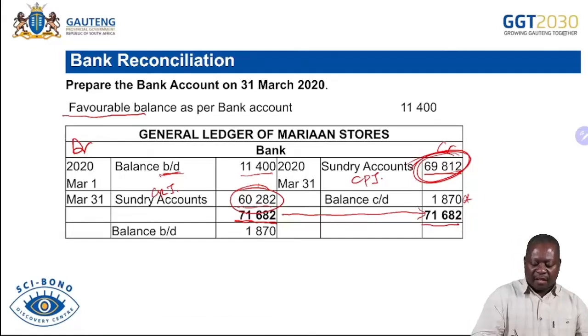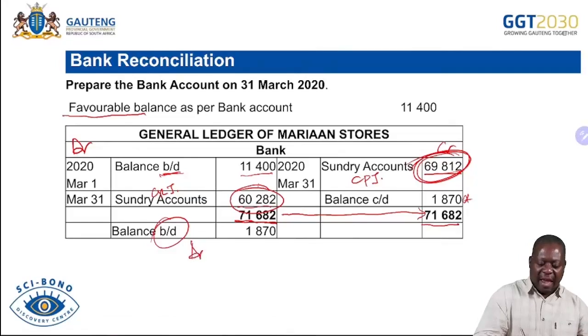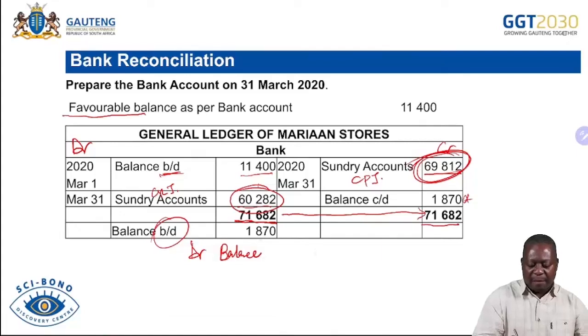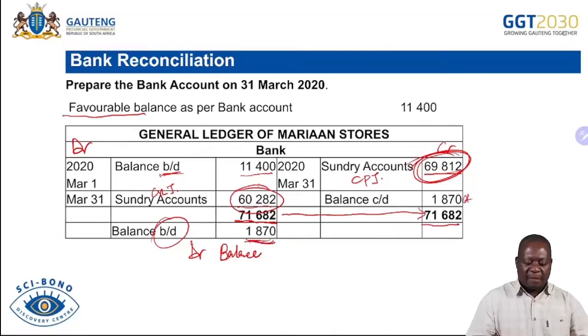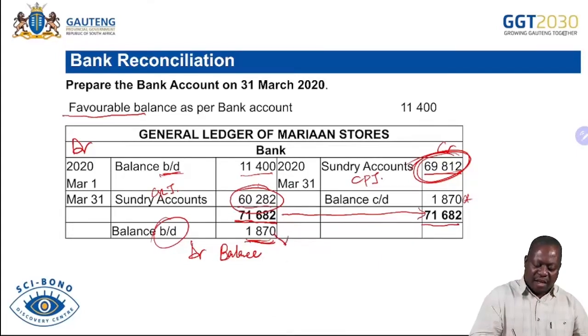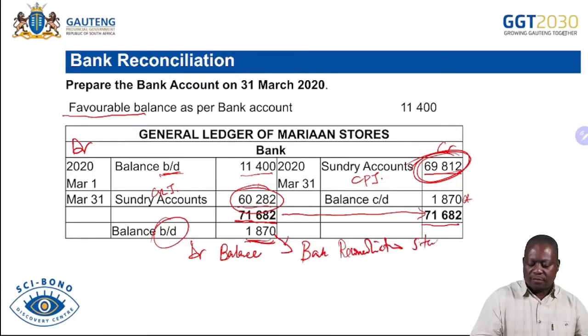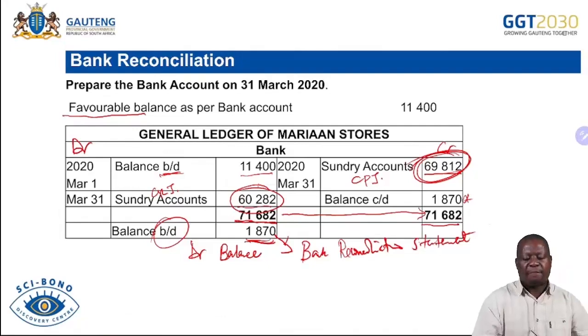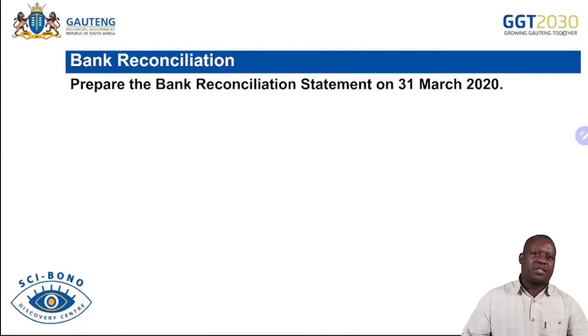And remember, it is also being brought here as the brought down. And it means we are having a debit balance because the brought down is on the debit side. This is the debit balance. Now, where do we take this figure to? Remember, that's the figure that goes to the bank reconciliation statement. Very important. It goes to the bank reconciliation statement. So it means we must go and prepare the bank reconciliation statement.